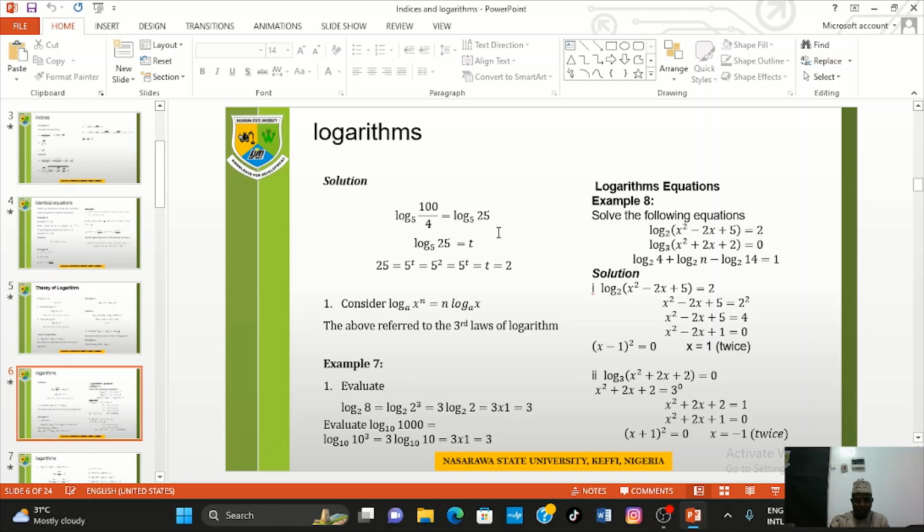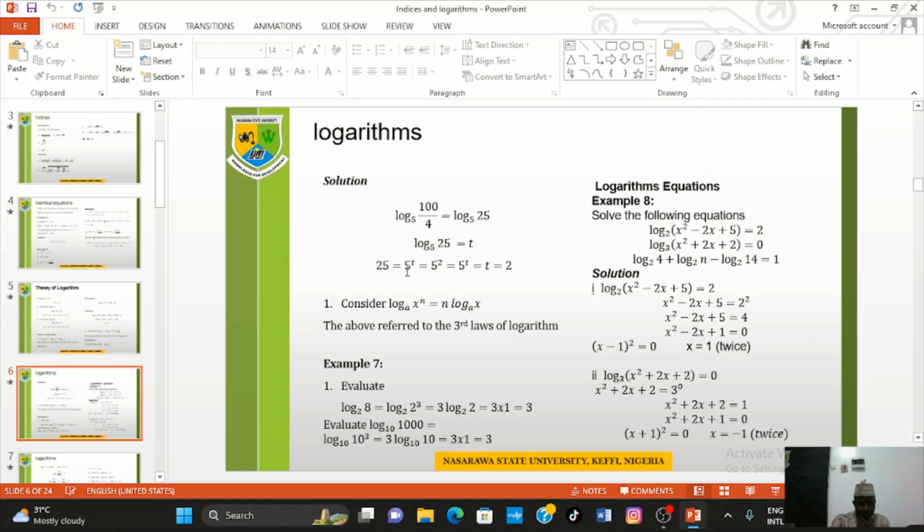And we can equate this to whatever alphabet. Take for instance, now we equate it to t. Log 25 to base 5 now equals t. Then this can be transformed to this. Remember the law of indices. So now, as we transform, 25 now equals 5 raised to the power of t.